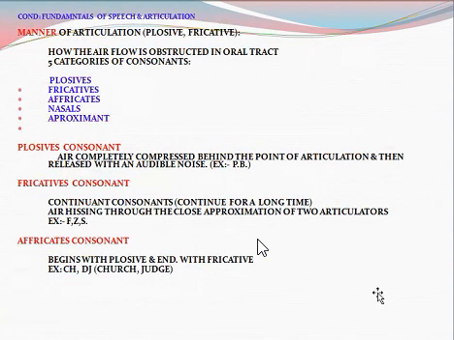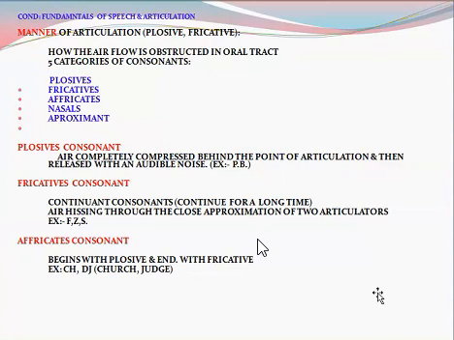The manner of articulation, which I told you, plosive and fricative, is about how the air flow is obstructed in the oral tract. Five categories of consonants are described. Number one is the plosive, then fricatives, affricates, nasals, and approximants. In plosive consonants, the air is completely compressed behind the point of articulation and then released with an audible noise. This is what you will see in P and B. Those are called the plosive consonants.